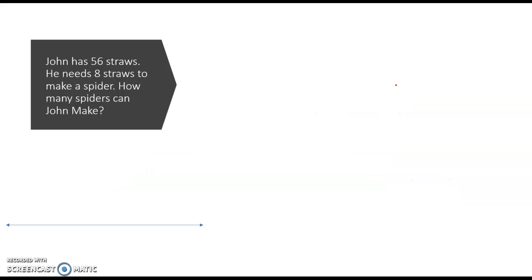John has 56 straws. He needs 8 straws to make a spider. How many spiders can John make? First of all, what is this problem asking us to find? All right, this problem is asking us to find how many spiders John can make. What information is going to help us solve this?